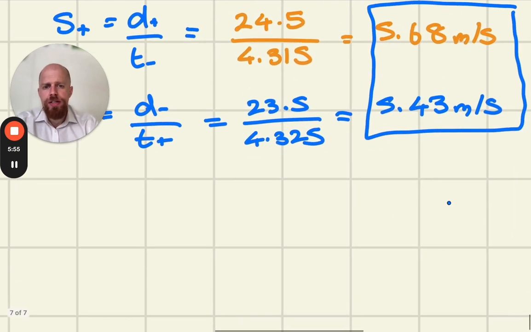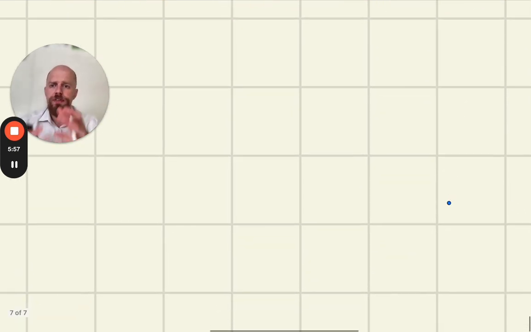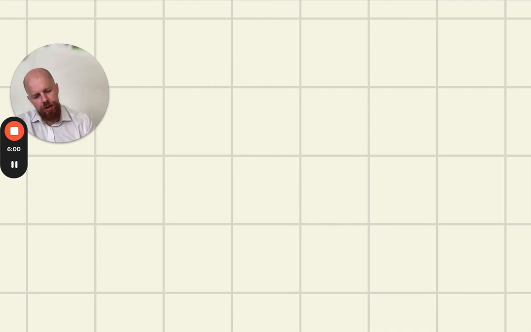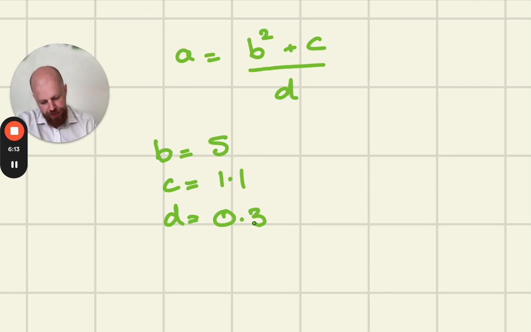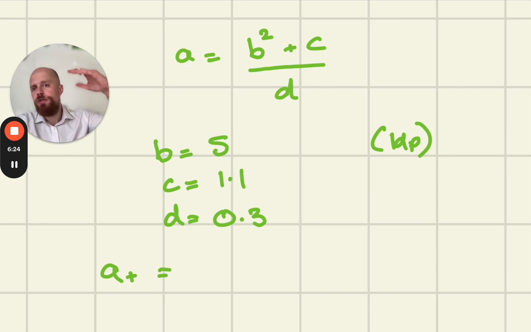These calculations are always the same. You always follow the same logic. Let's just try one last one. Let's say A is B squared plus C divided by D. B is going to be 5, C is going to be 1.1, and D will be 0.3. And these are all correct to one decimal place. If I want to find the largest bound of A, the upper bound of A, I'm going to take the largest bounds of the numerator and the smallest bounds of the denominator.